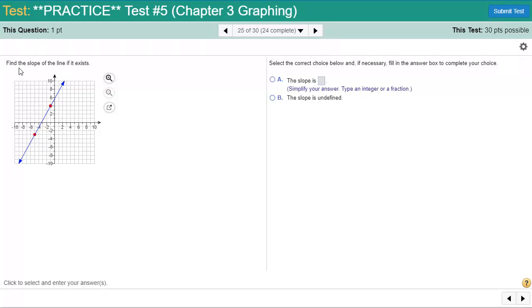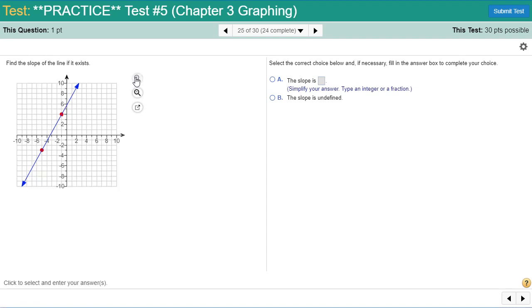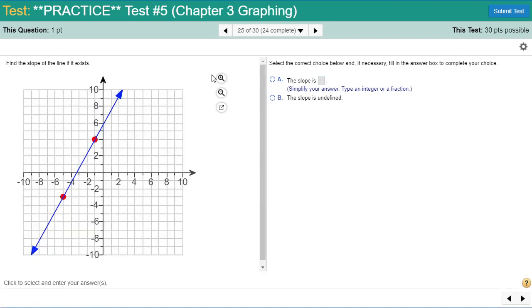Question 25, we're asked to find the slope of the line if it exists. And in this case, what differentiates this type of question from question 23 and 24 that we just looked at is instead of being given two ordered pairs, we have been given a graph of a line and asked to find the slope. So again, like I've done for just about every graphing question, I'm going to zoom in on this graph so we can actually see what we're looking at here.